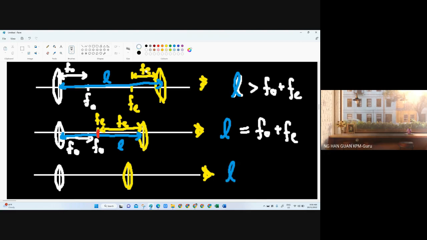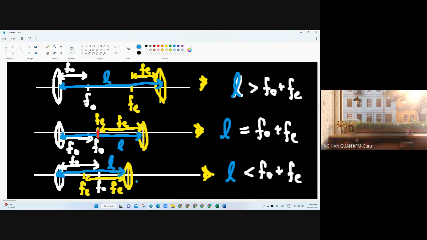The length between the lenses is less than FO plus FE. Once it is less, it means they are going to exchange. So our FO will be on this side, and FE will be on the other side. They will overlap and exchange positions. So here is our FO, and here is our FE. They exchange, so the length is less than the total, less than FO plus FE.